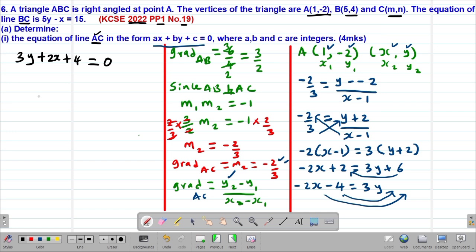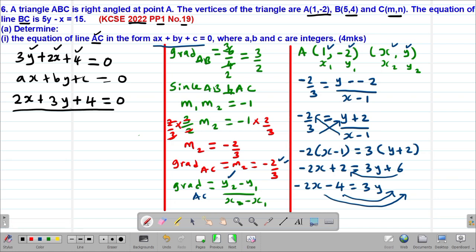So this equation can be rearranged because they want my equation in the form ax plus by plus c equals 0. Therefore, I'll start with the x. So this will be 2x, then plus 3y, then I'll follow it with c, which is the constant without the variable, being equal to 0. Therefore, this is the equation in the form ax plus by plus c equals 0.